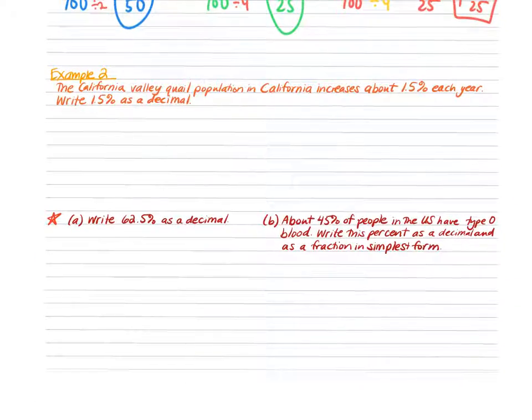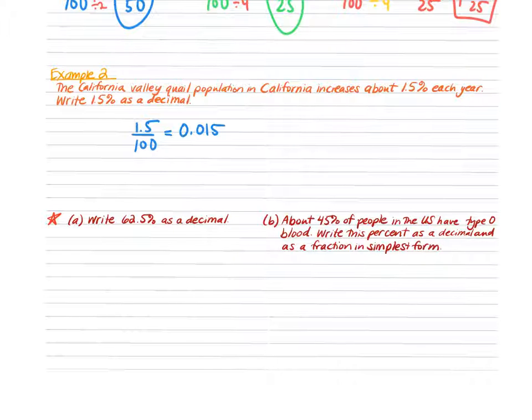This is a word problem. The California Valley quail population in California increases about 1.5% each year. Write 1.5% as a decimal. Okay, so 1.5% is the same as 1.5 divided by 100. You just put that in your calculator, and it'll give you a decimal. 1.5 divided by 100 equals 0.015. There's actually an easier way than using your calculator. You're basically just dividing the number in the percent by 100. When you divide by 100, you can just move the decimal place 2 spaces.